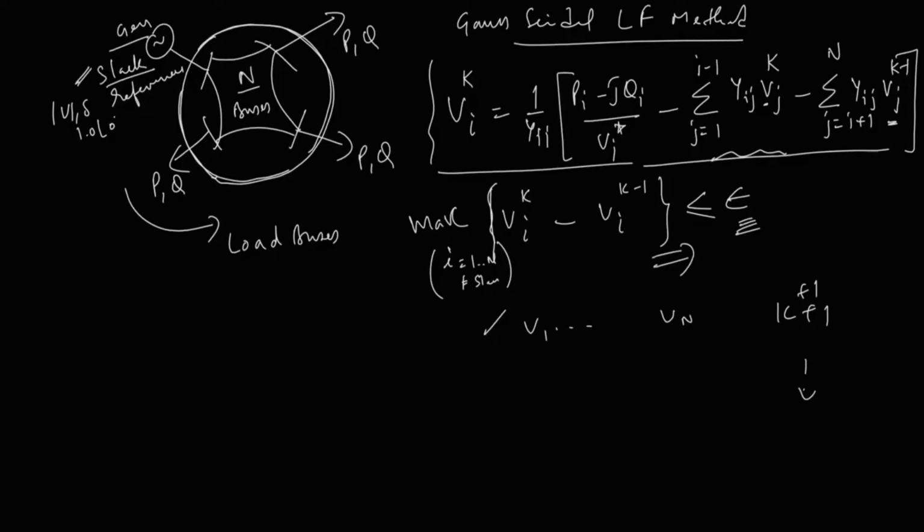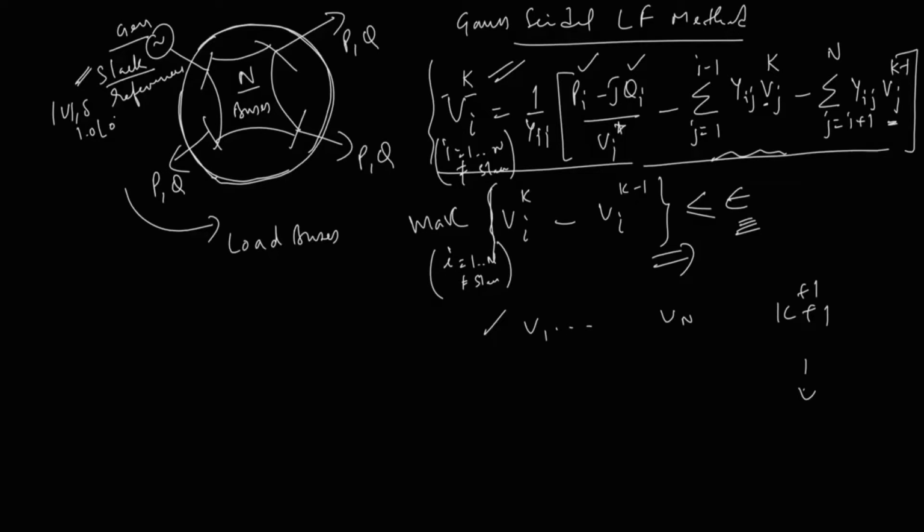Now, here we solve for the voltages at all the load buses, not the slack bus, that is i equals 1 to n with i not equal to slack, where P and Q are already specified. So there is no ambiguity in calculating this equation; straight away we can solve it.